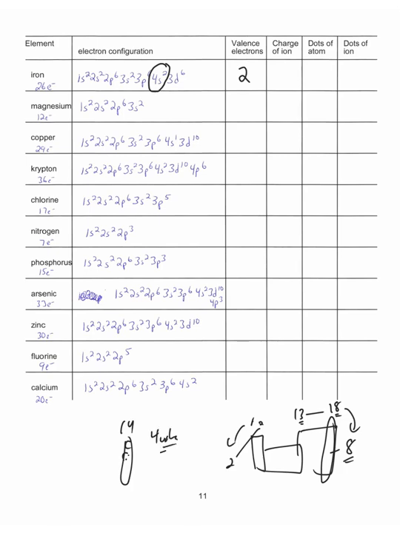So the position of the element on the periodic table will also automatically tell you the number of valence electrons it has. So iron would have 2 dots, and therefore we would expect it to lose those. Magnesium, 3s2. Magnesium is also in group 2, the 2nd vertical group on the periodic table. It has 2 valence electrons, and therefore, when it forms ions, we'd expect it to lose 2.